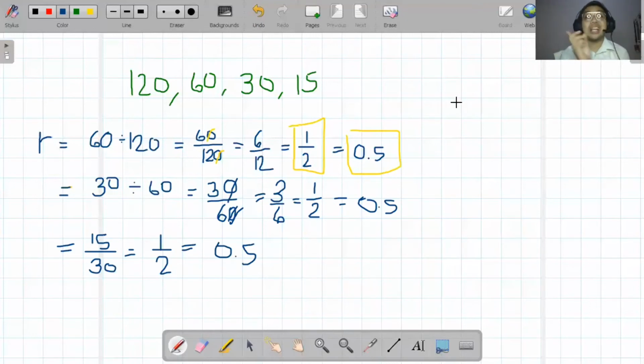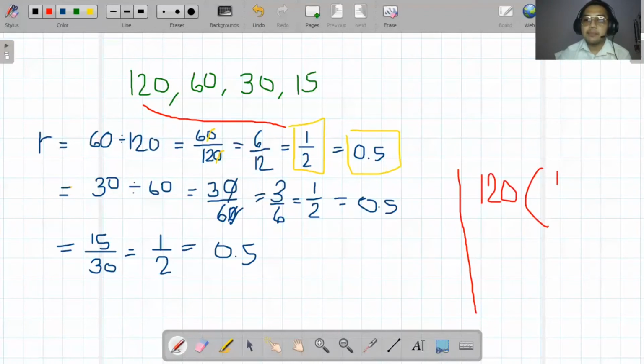So therefore, 1 half or 0.5. So therefore, we get the next term by multiplying 1 half to the preceding term. That means that 120, again, 120 times 1 half is equal to 60. Kay kung imo nang i-times, 120 times 1 half, kay times man, di ba? So, muna ang 120 times 1 half.